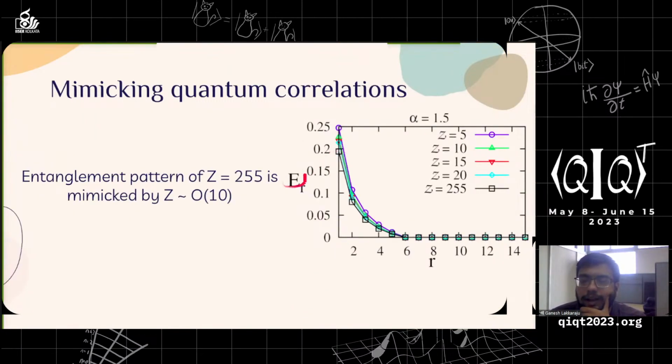If I calculate the entanglement for n equal to 256, that is, there are 256 spins, and if we look at z equal to 255, remember, z is essentially the coordination number. That means the model is fully connected. The Hamiltonian is fully connected, and this entanglement pattern decays down looking like this.